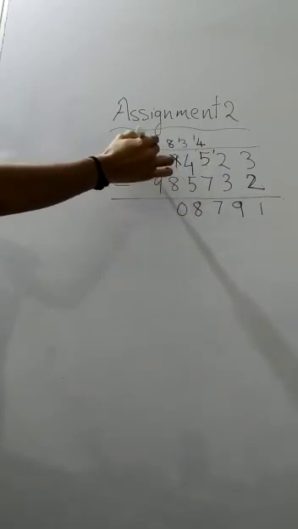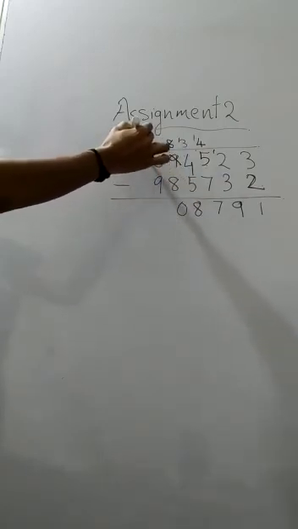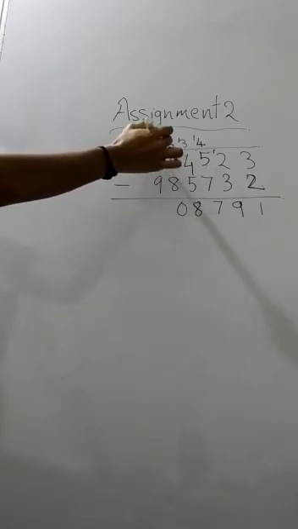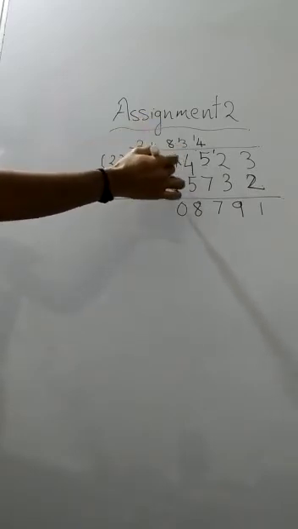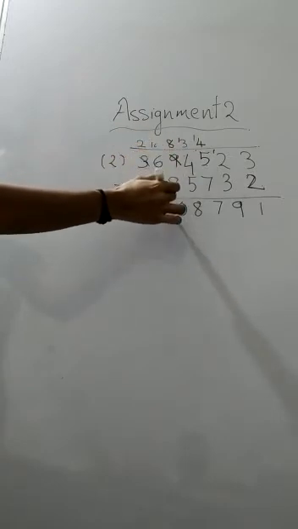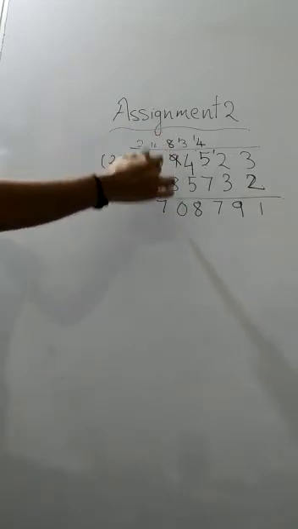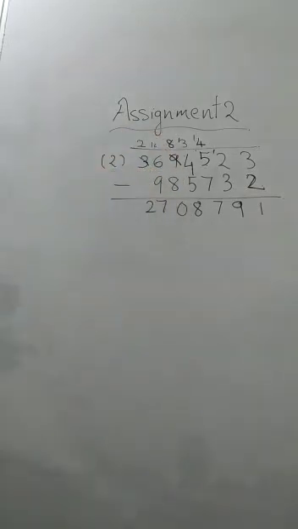6 minus 9 you can't do. So you will turn this into 2 and 16. This will be 16. 16 minus 9 will give you 7. And this 2 you will write here. So this is how you do.